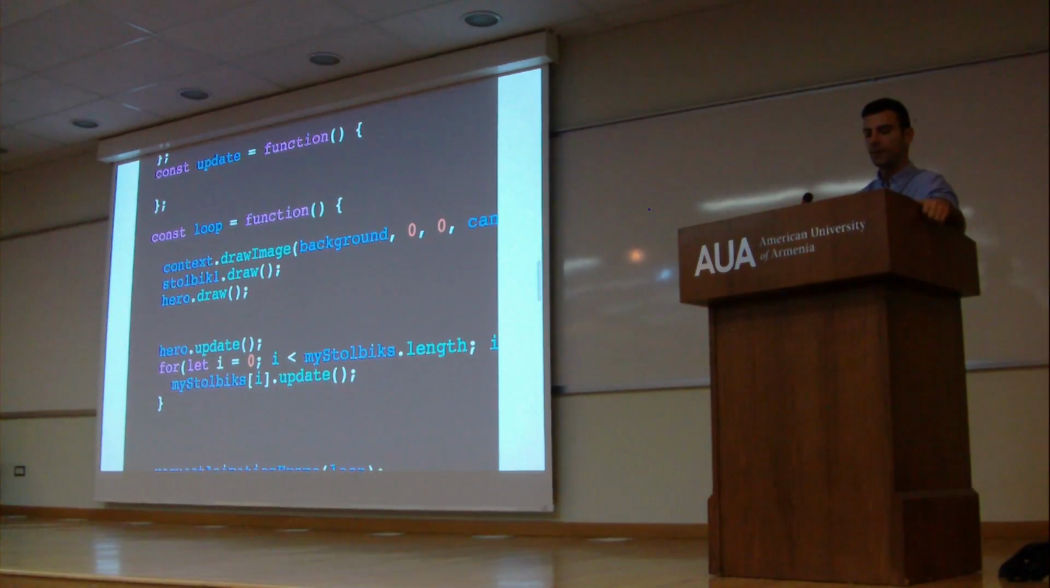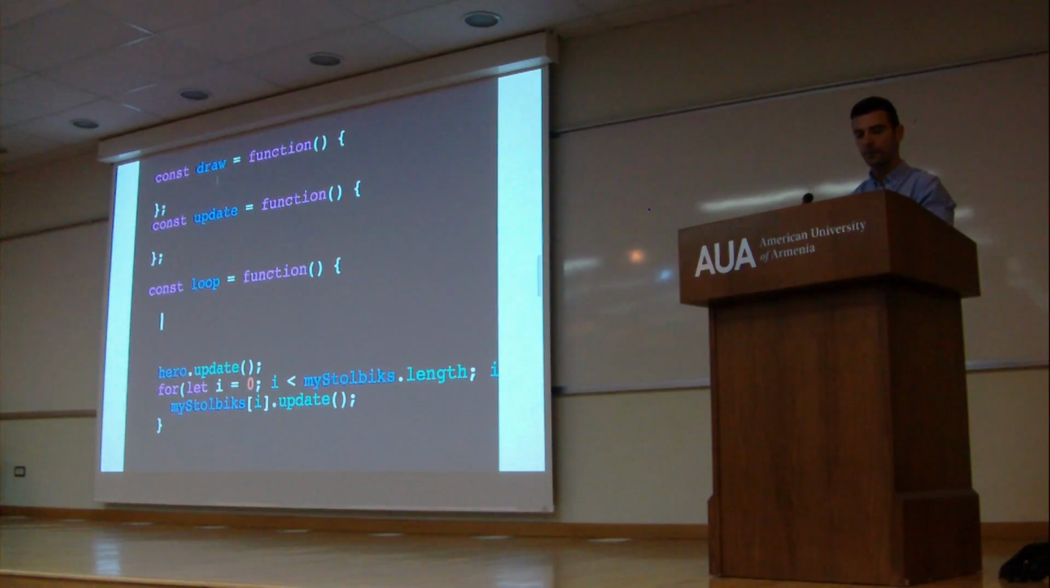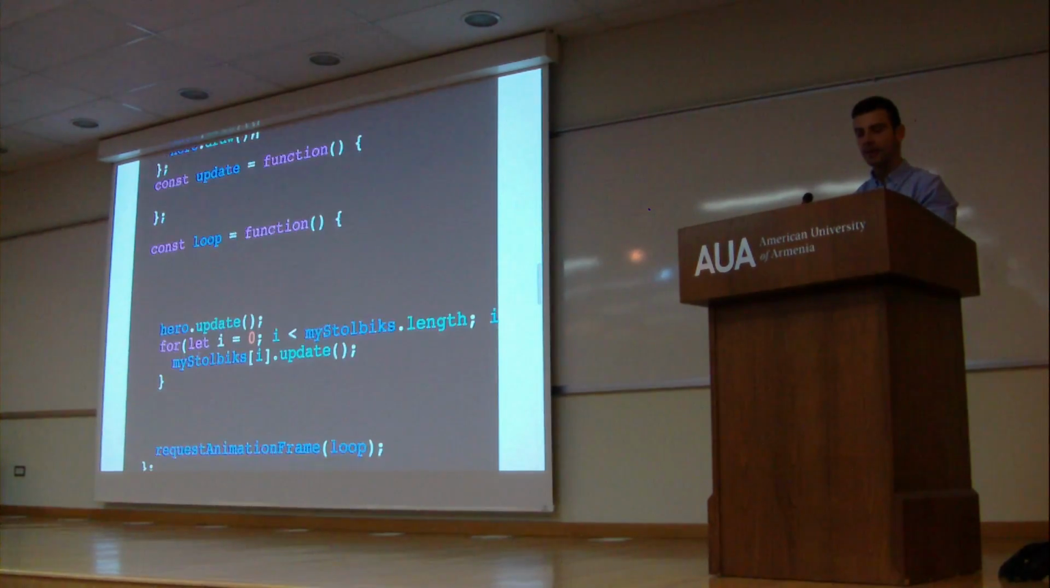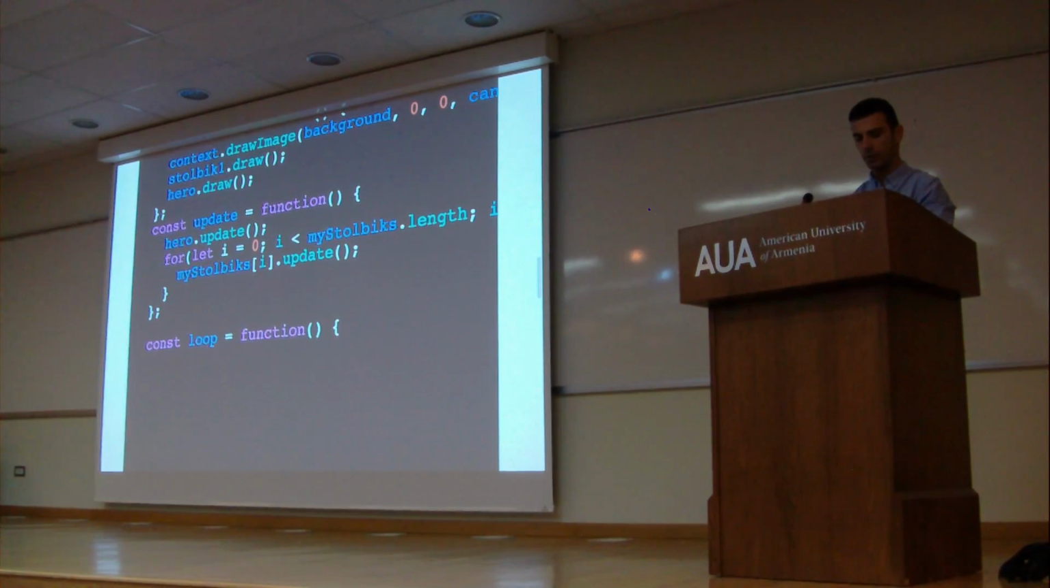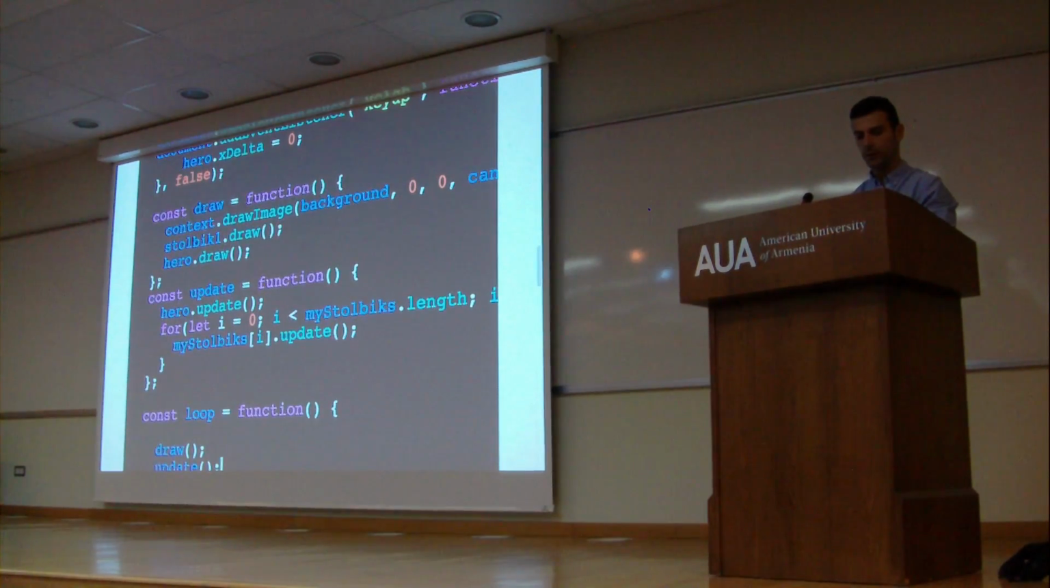Instead of putting everything into one big function like this, I'm taking the management of drawing all the different elements and putting it into a separate function called draw. The management of all the updates I'm putting into a separate function called update, and then from here I'm simply calling draw and update. In other words, I'm calling this one, and then I'm calling this one.